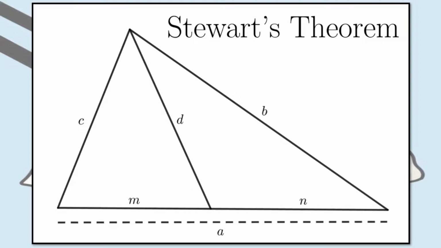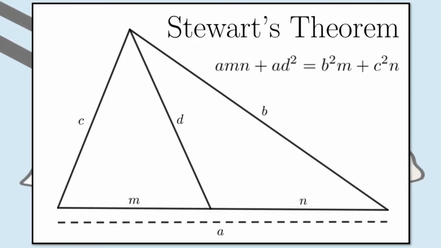Now, many people looking up Stewart's theorem, given that figure, will find that this is the formula: AMN plus AD squared equals B squared M plus C squared N. Now, this is not an easy or a very straightforward equation to memorize. Thus, Dumplet here would like to show you a better form of Stewart's theorem.